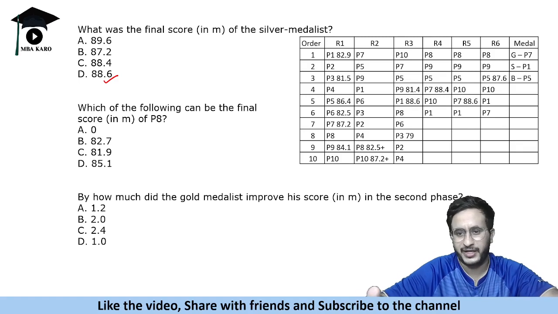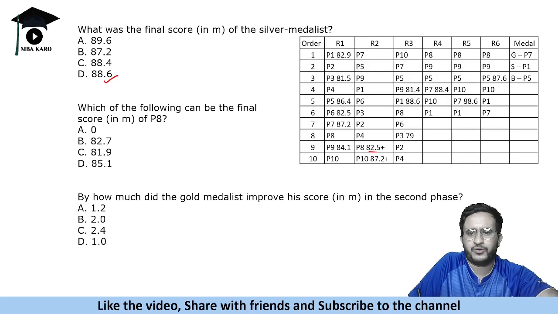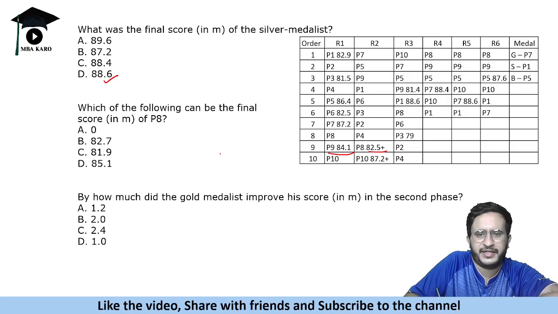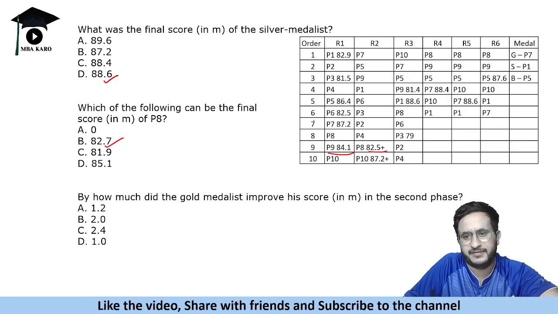So again, this required you to solve the entire question to find out the value. Which of the following can be the final score of P8? So we said that P8 got more than 82.5 but less than 84.1. So P8 is above P6, right? P6 has a score of more than 82.5 and it is below P9 and P1, right? So P9 got 84.1, a throw in the third round. So it has to be between 82.5 and 84.1. So the only option here is 82.7.